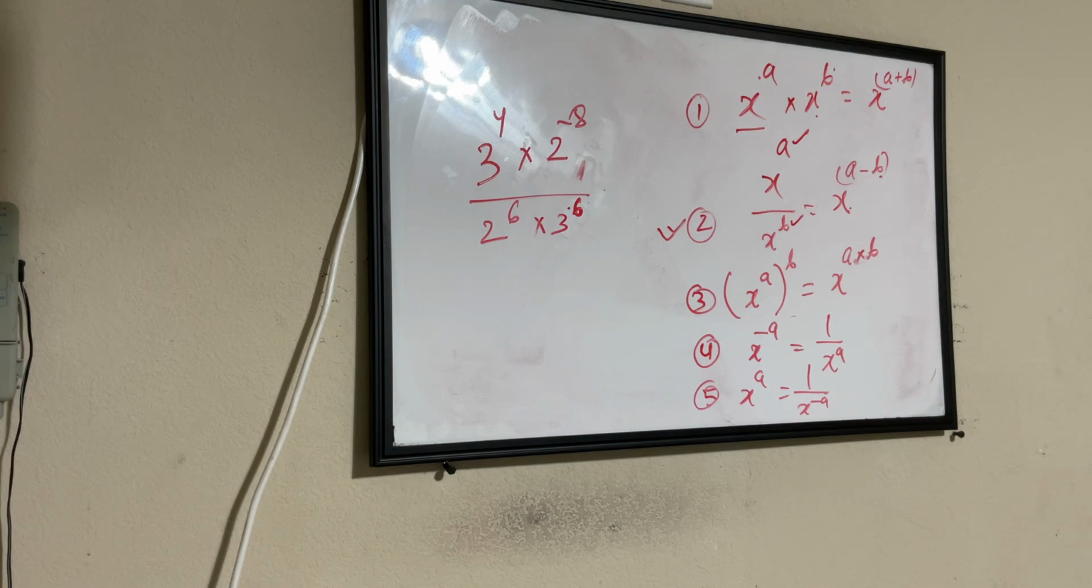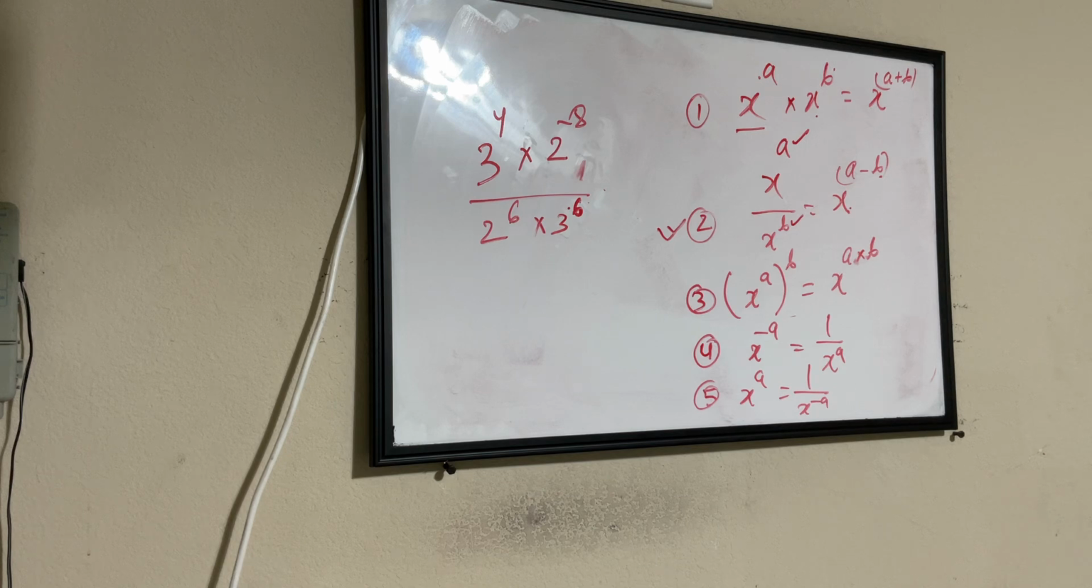So let's see. I have 3 to the power 4 into 2 to the power 8 minus 8. I don't like negative numbers. I will bring it down so that it becomes positive. So anything that is having a power negative, if you bring it down, it becomes positive. If you have something negative here, bring it up, it becomes positive. And then you have 3 to the power 6 into 3 to the power 6.